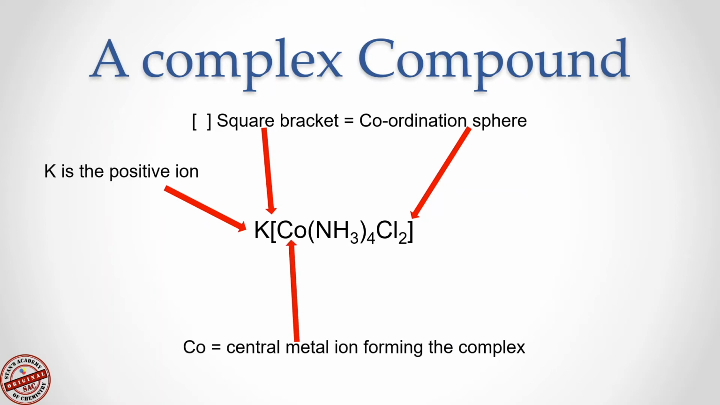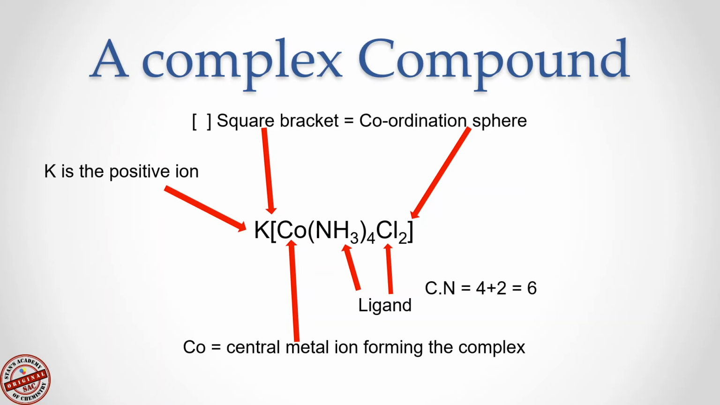Cobalt is the central metal ion that forms the complex. And we have two ligands here: one is amine and the other is chlorine. Now there are 4 amines, therefore it's tetraammine, and 2 chlorines, therefore it's dichloro. The names slightly change when they are inside the coordination sphere.